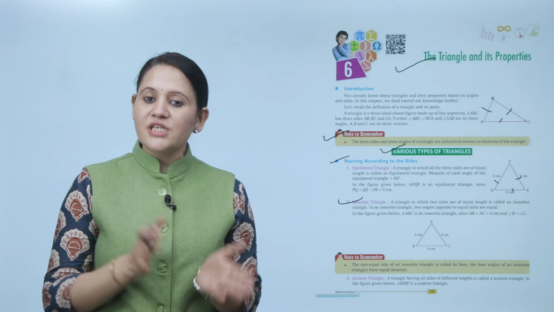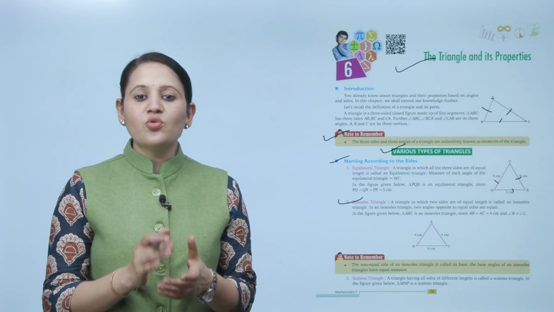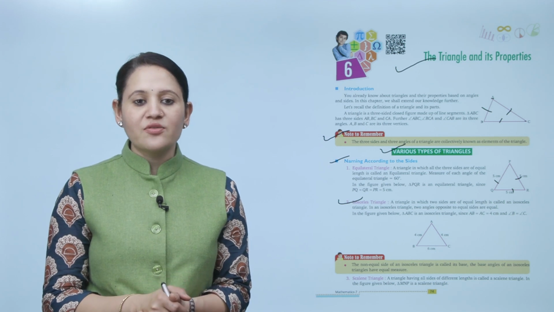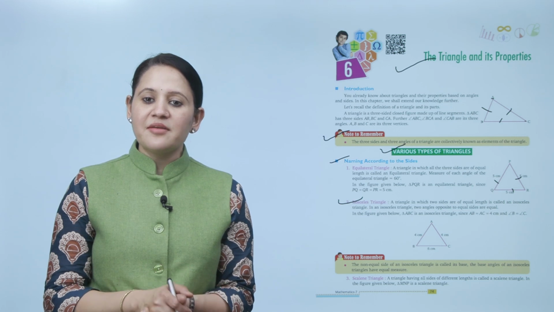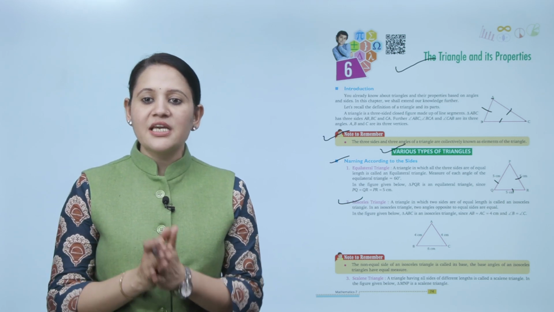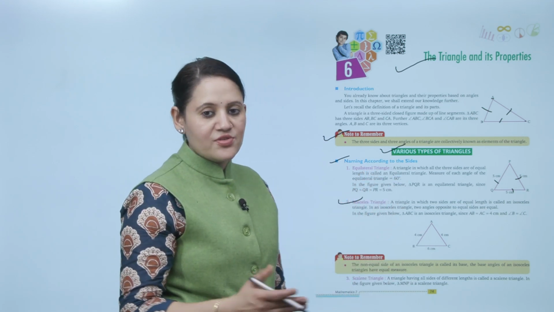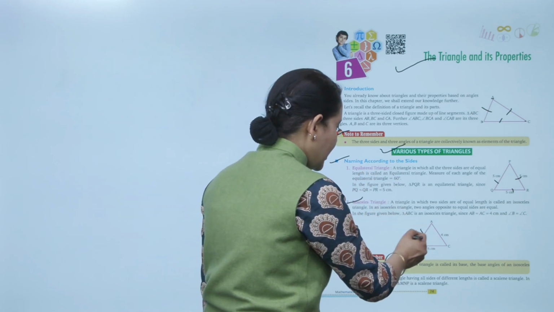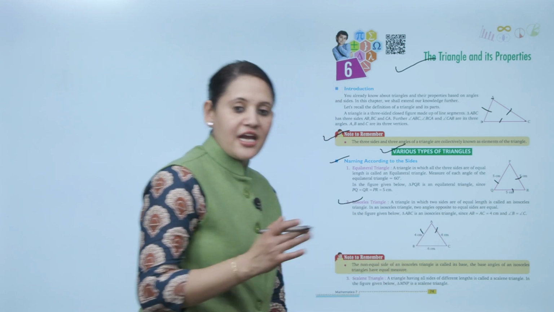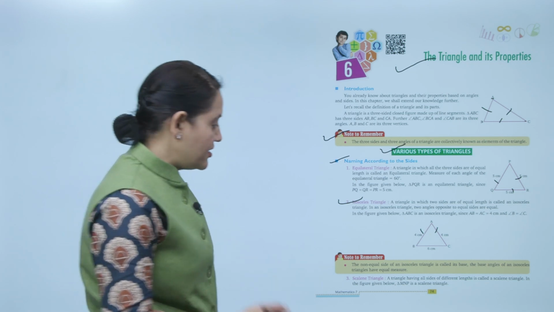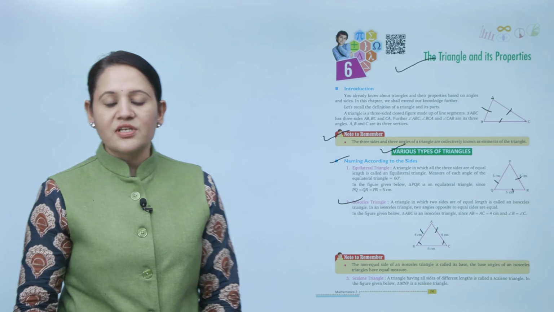A triangle in which two sides are equal in length is called an isosceles triangle. In an isosceles triangle, two angles opposite to the equal sides are equal. In the given figure, triangle ABC is an isosceles triangle, since AB equals AC, that is 4 centimeters, so angle B and angle C are equal. Here ABC has two equal sides, AB and AC, both 4 centimeters, the third side is different, and the angles opposite to the equal sides are equal. So, angle B and C would be equal in an isosceles triangle.